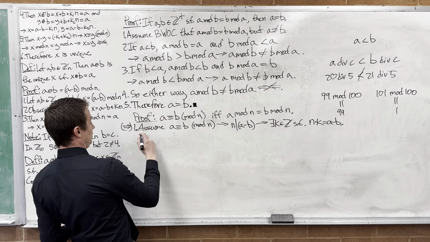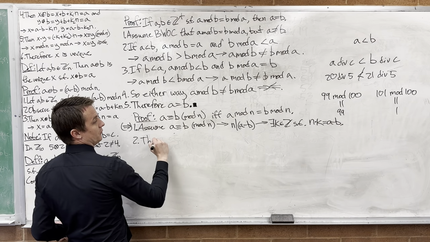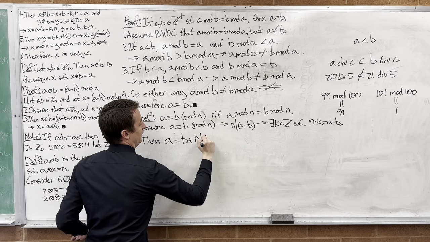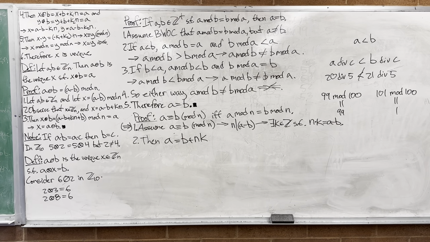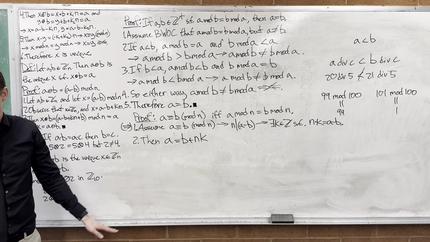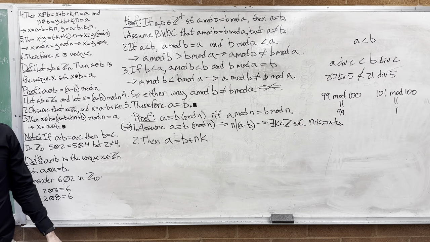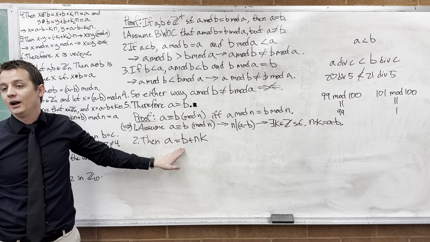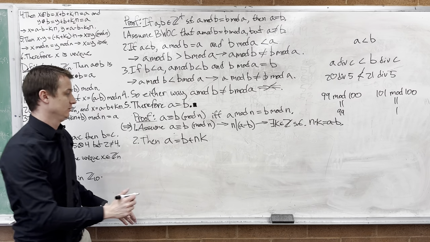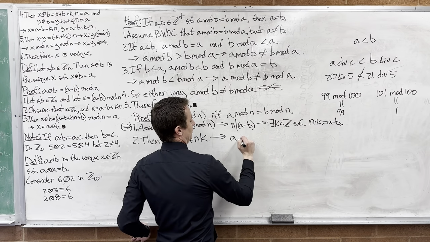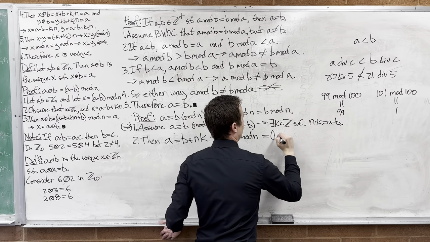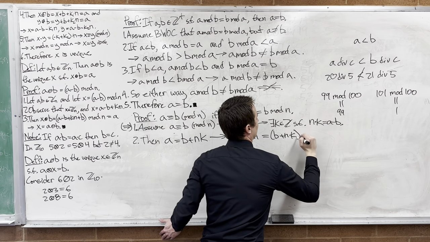Yeah, way overthinking it. So then A is equal to B plus NK. Right? This is going to be way easier. I have no clue what I was thinking there. That's what I get for just writing an answer rather than thinking. So, this to this, super easy, right? Yep. Now I'm just going to mod n on both sides. So that gives me that A mod n is equal to B plus n times K mod n.